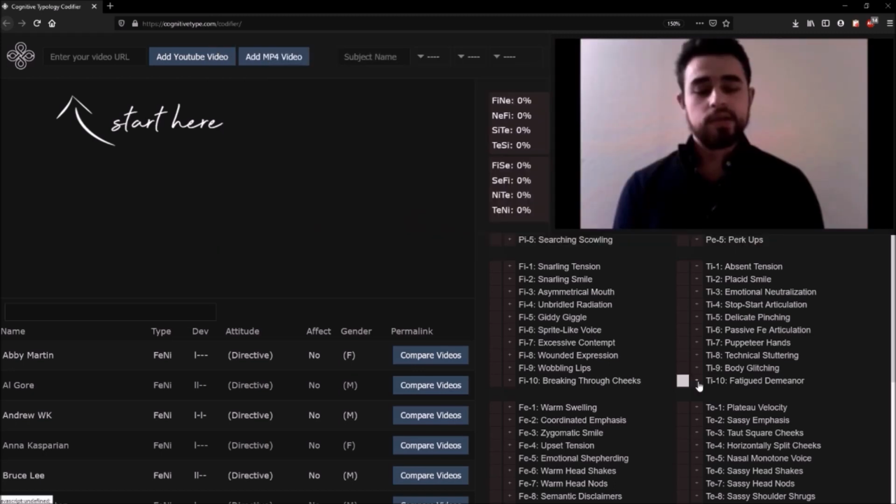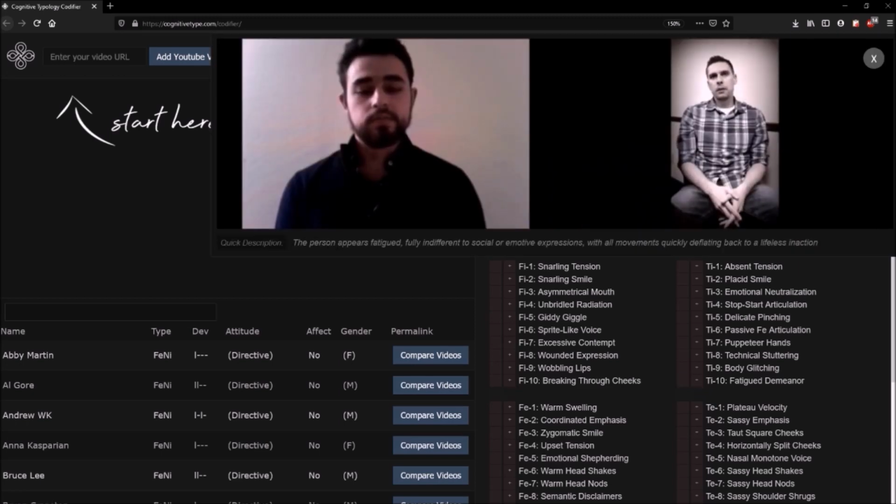And finally we have TI-10, which is fatigued demeanor. Now this is understood in the context of what I said at the beginning, which is that TI is ultimately about the emotive expression falling off the body and the face. This is the absolute epitome of that. So TI-10 is fatigued demeanor, and it says here that the person appears fatigued, fully indifferent to social or emotive expressions, with all movements quickly deflating back to a lifeless inaction.